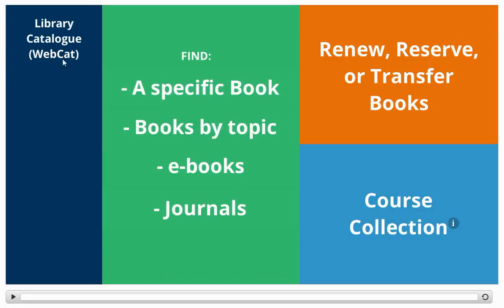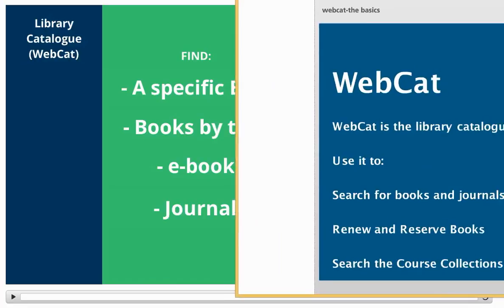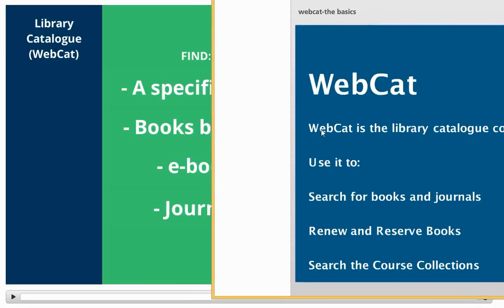I want to show you this small thing here at the top left where it says Library Catalog WebCut. Initially, the brief says WebCut, and under WebCut it says the Library Catalog. I'm going to pull it over and show you here. So we have WebCut, and then it says WebCut is the Library Catalog, so forth. Because we're starting with the word WebCut, which students don't know what it means, we have to explain it. We have to use more words to explain it.